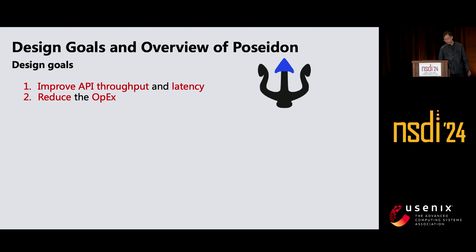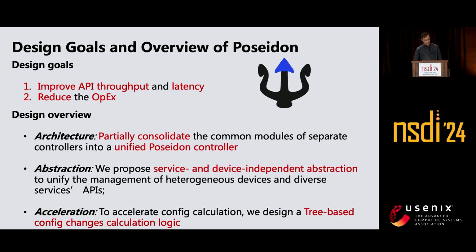So right now we are trying to solve it, and our solution is Poseidon. It has two major goals. One is to improve the performance, especially API throughput and latency. The second is to reduce OpEx. In summary, it has three key designs. We call it AAA. The first thing is architecture.